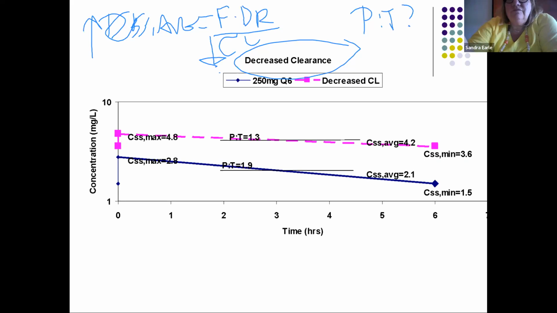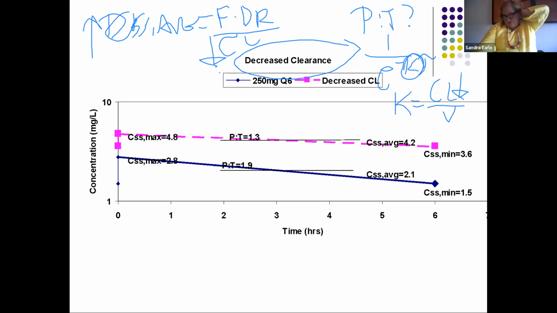What about peak to trough ratio? Well, remember the things that we're concerned about here are things that affect K or tau. So our K is determined by clearance and volume. So once again, clearance is a factor on both of these, right? So if we decrease our clearance, what's going to happen to the slope of our line? It's going to get flatter, isn't it? So our peak to trough ratio is going to decrease. There's going to be less variance, right?